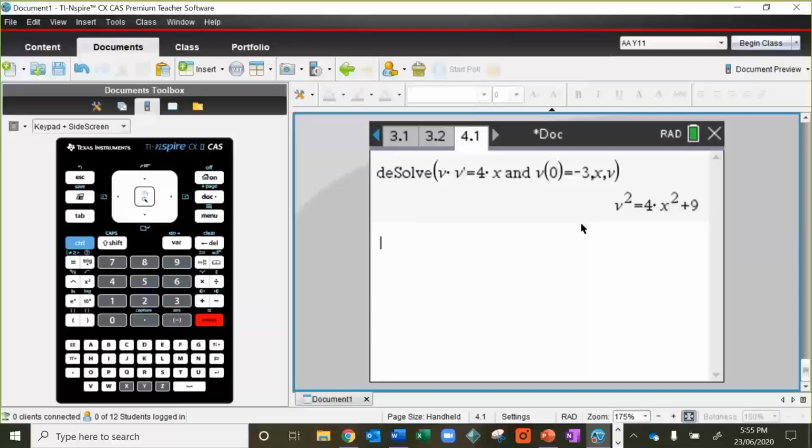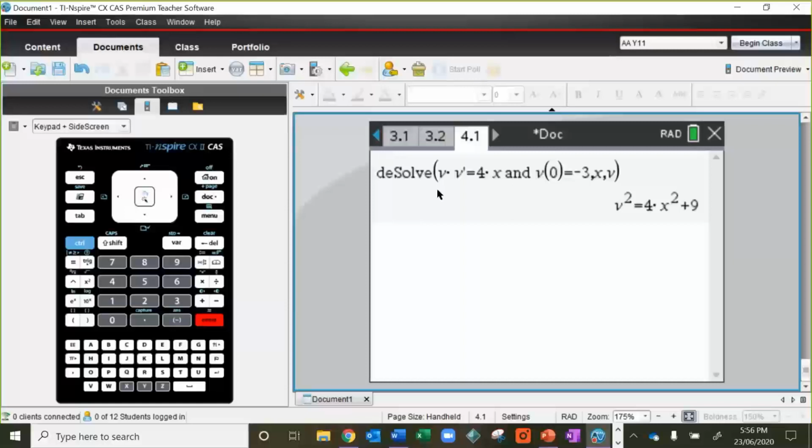We have to give v in terms of x, so the question is what's v? It could be plus or minus the square root of 4x squared plus 9. To decide which sign to use, plus or minus square root, we need to look back at the initial condition. Velocity was negative when x was 0, so when x is 0, v squared is 9. V equals negative square root of 4x squared plus 9.